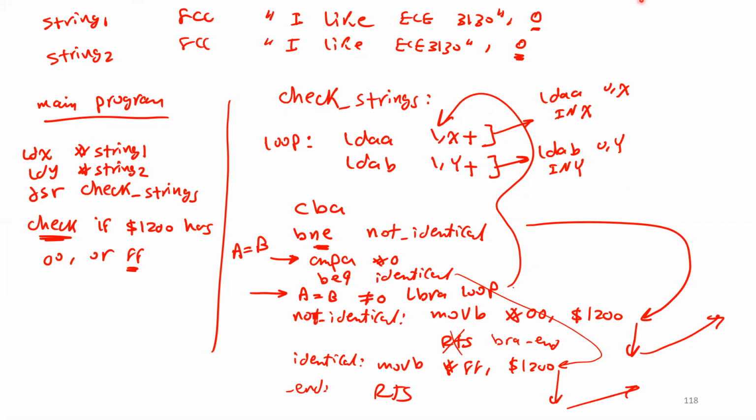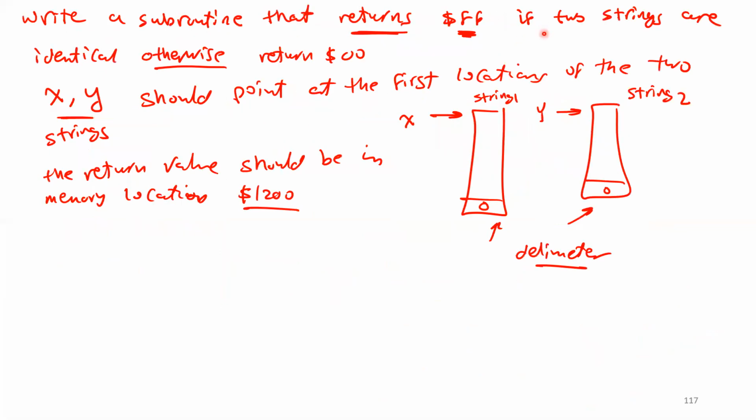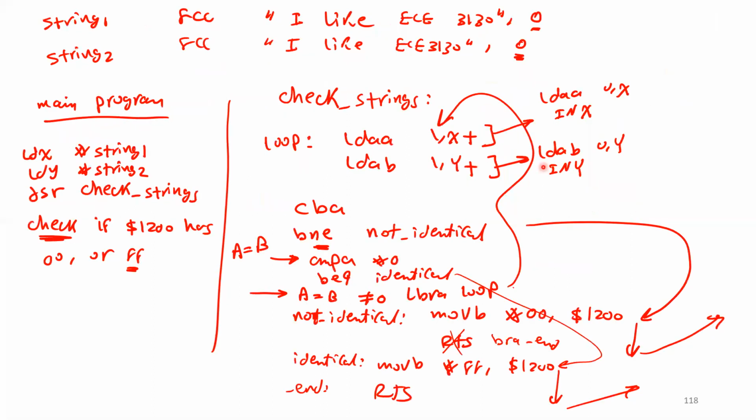So look here, guys. Number 1, I have two strings, as you see here. I just use the names string 1 and string 2. Again, this is just a name; you can use any name here. For example, here I use FCC as we did before, I like ECE 3130, and 00. So what I did here is an array of bytes, as I said before, and then you put 0 at the end. That's exactly what I did.